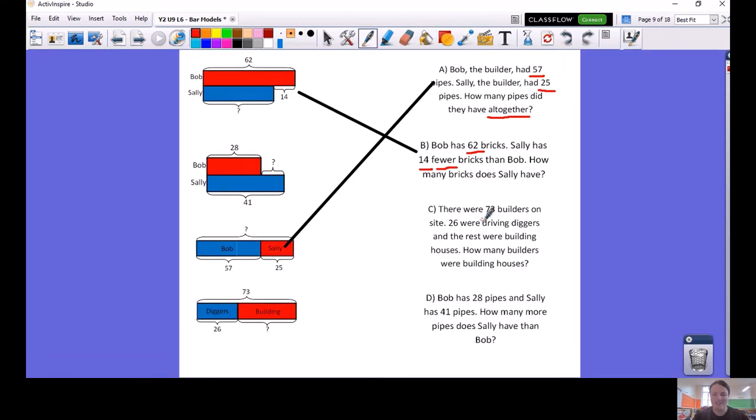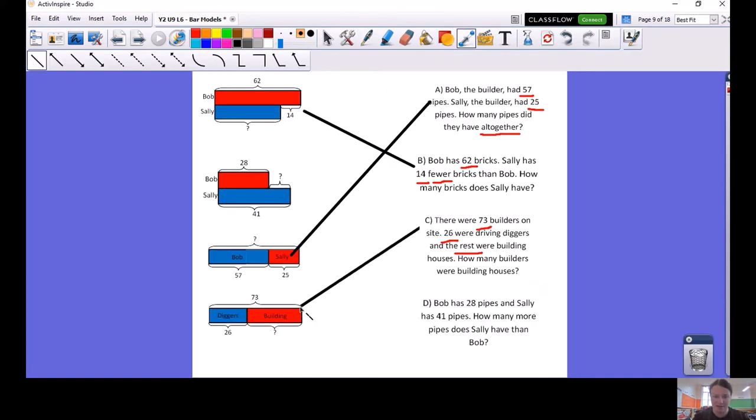Question C. There were 73 builders on site and 26 were driving diggers and the rest were building houses. How many builders were building houses? The rest. When it's the rest, so there were 73 on site and I know that 26 of them are using diggers. I want to know what the rest of them are doing. So I've got, well, I've got, yeah, I've got my whole. I know my whole is 73. I know that 26 are using diggers. How many are building? I don't know, but that's what I want to find out. So let's link them up.